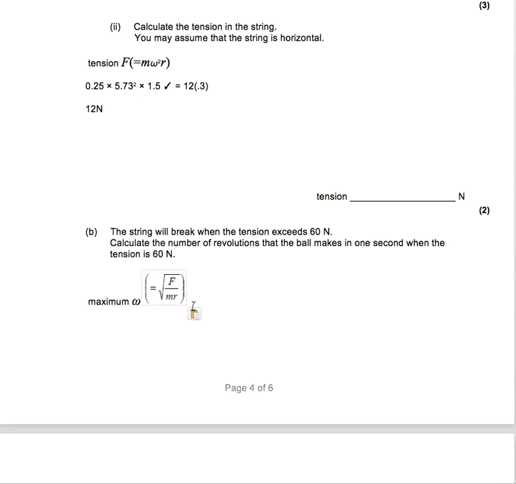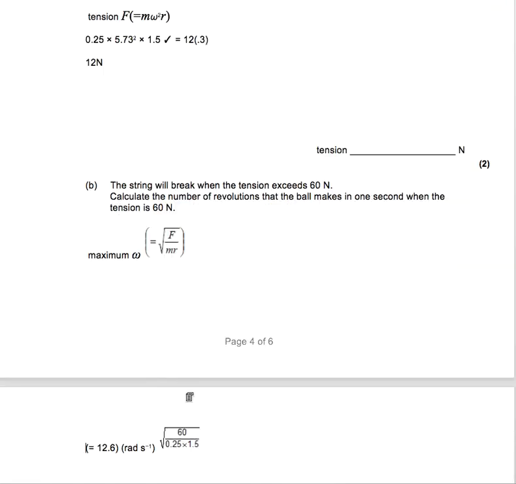That's down to our maximum tension. If we fill in our numbers then, we get the square root of 60 over 0.25 times 1.5, which gives us 12.6 radians per second. And that's not what we're after. We're looking for the number of revolutions the ball makes in 1 second. We're looking for the frequency. So we have 12.6 radians per second.